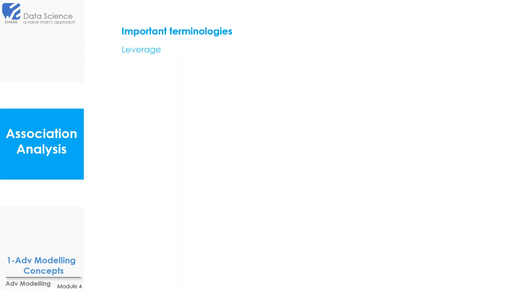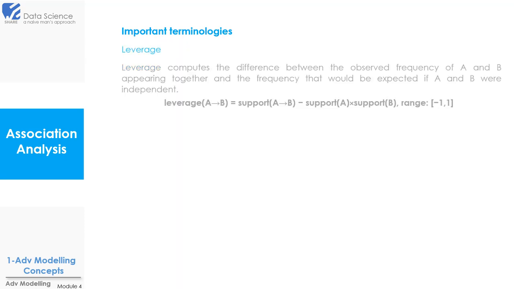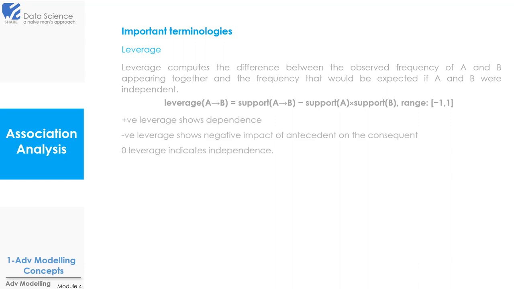After that we have leverage. Now leverage computes the difference between the observed frequency of A and B appearing together and the frequency that would be expected if A and B were independent. The value of leverage ranges from -1 to +1. The formula for leverage is also shown here on the screen. So a positive value of leverage shows dependence. A negative value of leverage shows negative impact of antecedent on the consequent. And a value of 0 indicates independence.